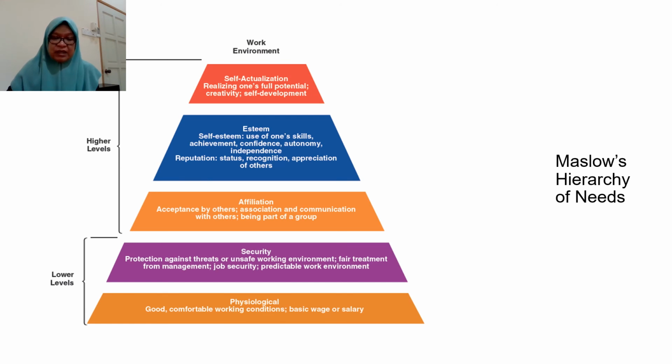After they fulfill the security needs, they will try to fulfill the affiliation needs. Affiliation is acceptance by others, association and communication with others, and being part of a group. Under affiliation needs, they want to be connected with others, to have love, affection, belongingness, and to communicate with others. After that, they will try to fulfill the esteem needs: self-esteem, use of one's skills, achievement, confidence, autonomy, independence. In terms of reputation, they want a good status, recognition from inside or outside the organization, and appreciation from others.